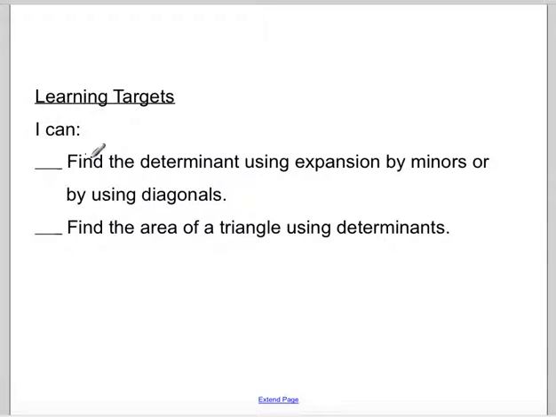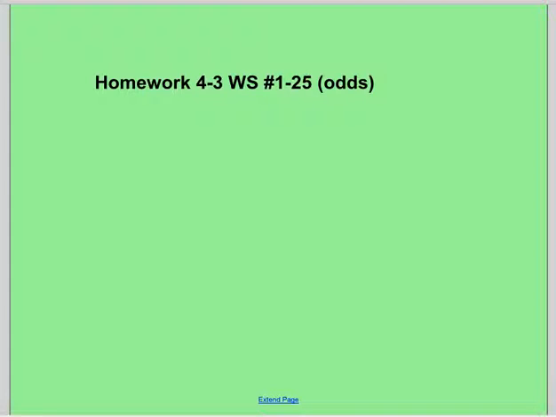So learning targets: I can find the determinant using expansion by minors or by using diagonals, and I can find the area of a triangle using determinants. So your homework there is to do 1 through 25. Try those out.